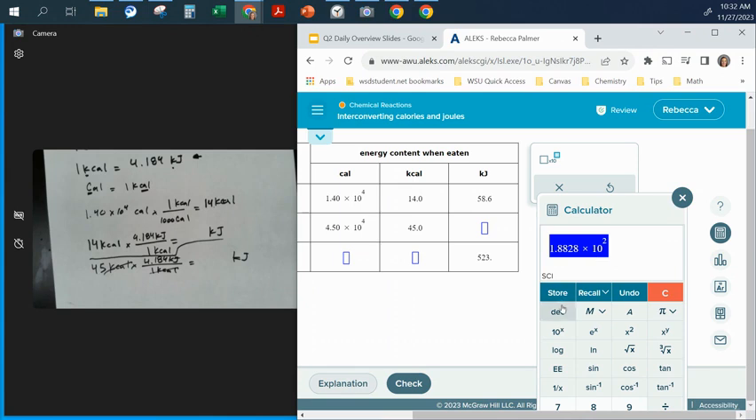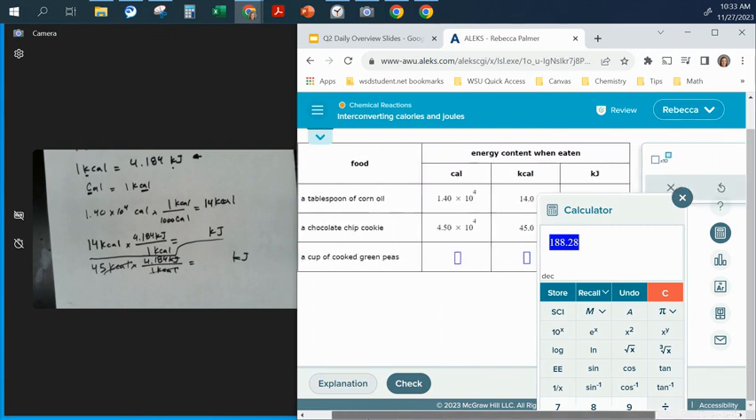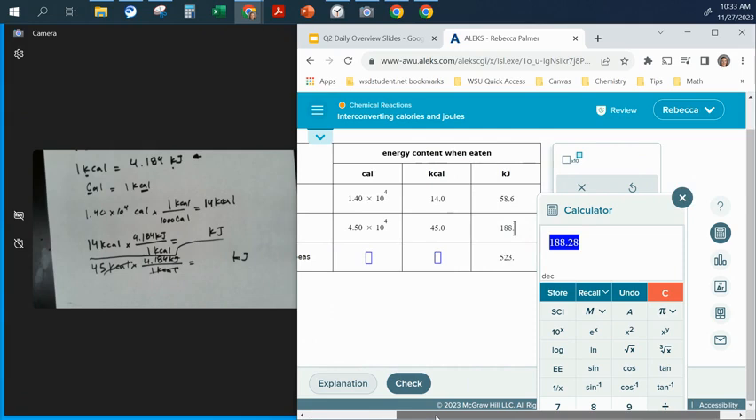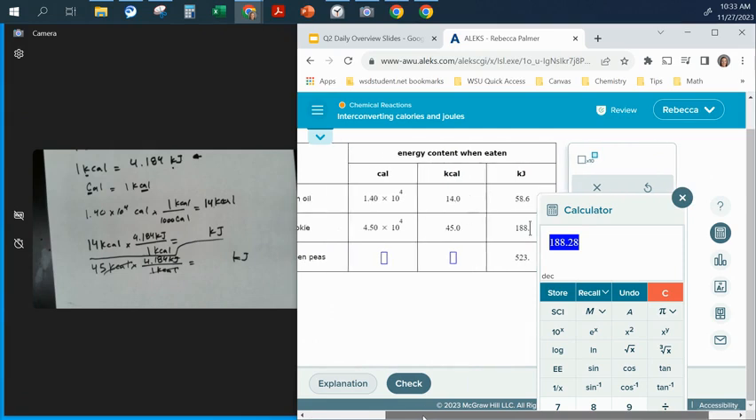I don't need that in scientific notation, let's go back to decimal. So then I need 3 significant digits. I'm just going to do 188. I'm going to put a decimal. So I think you need a decimal, so watch out for that. Okay, that was a chocolate chip cookie that has 188 kilojoules.